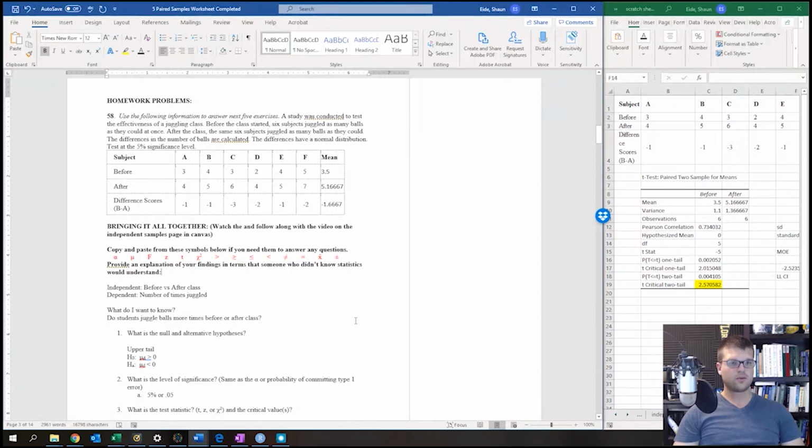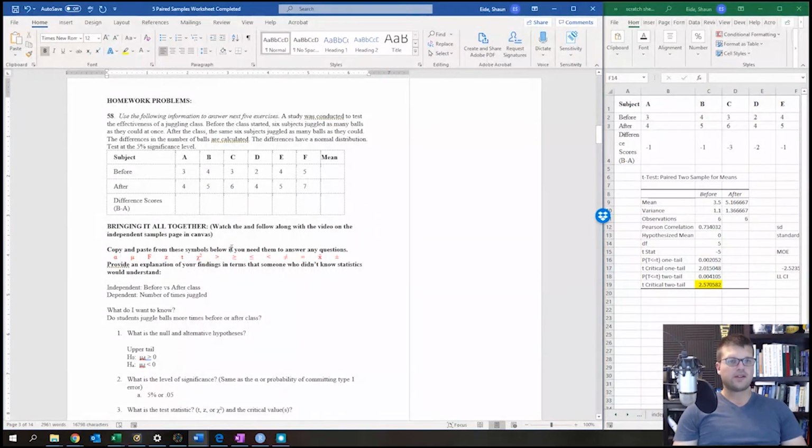Okay, in this lecture we're going to be going over homework problem 58 for the paired samples worksheet. I'm going to go ahead and read through this problem and then we will work through it step by step. The way that you should see it in front of you, you should not actually have any of this information right here, so I'll just go ahead and make that white so that way you can see it in the same way that I have it.